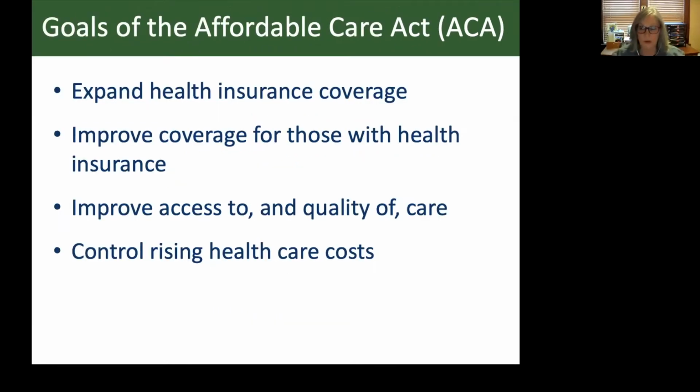So just a quick review of the goals of the Affordable Care Act, just so that we're all on the same page. Remember that the purpose of the Affordable Care Act, which created the marketplace, was to expand health insurance coverage, because when the ACA was first passed, we had over 50 million Americans who were uninsured, and the numbers were continuing to go up. Another purpose was to improve coverage for those who already did have health insurance, and also to improve access to and quality of care when going to get health care, and to help control the rising healthcare costs.